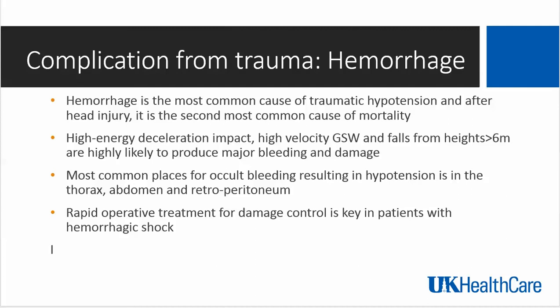High energy deceleration impact, high-velocity gunshot wounds, and falls from heights greater than 6 meters are highly likely to produce major bleeding and damage. Most common places for occult bleeding resulting in hypotension are the thorax, abdomen, and retroperitoneum. Rapid operative treatment for damage control is key in patients with hemorrhagic shock.